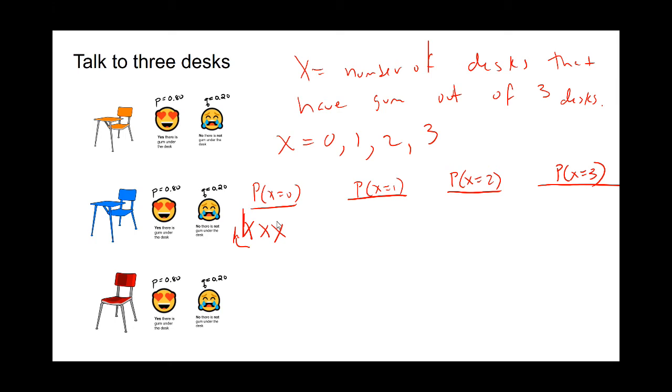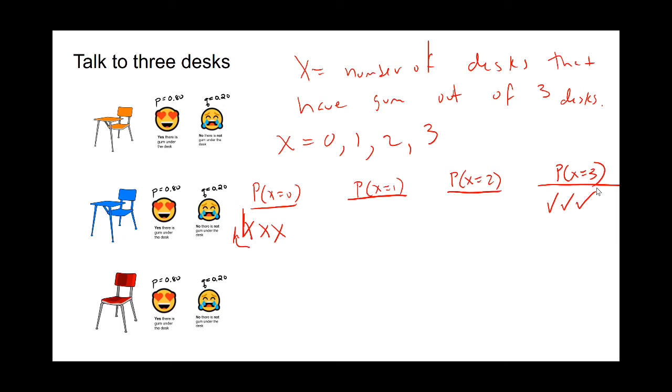How about probability x equals 1? How about the probability x equals 2? Well, those are going to take a bit more work, so let's come back to those. Let's get probability x equals 3. That means we have 3 successes in a row. Remember that random variable x represents the number of successes in 3 trials.